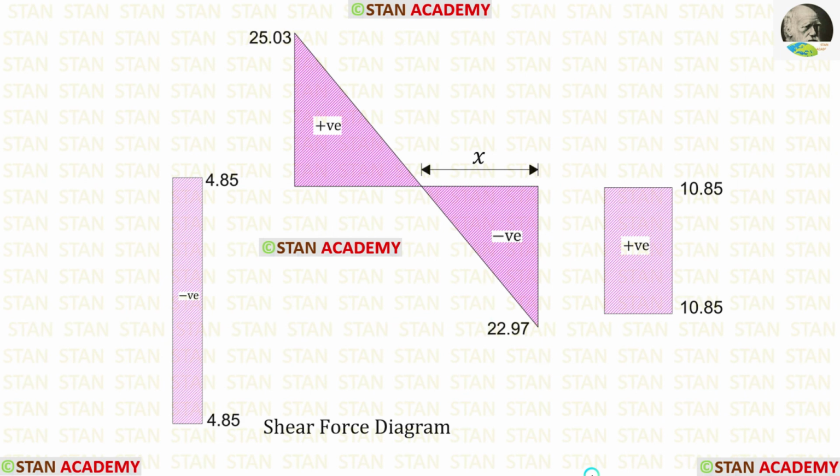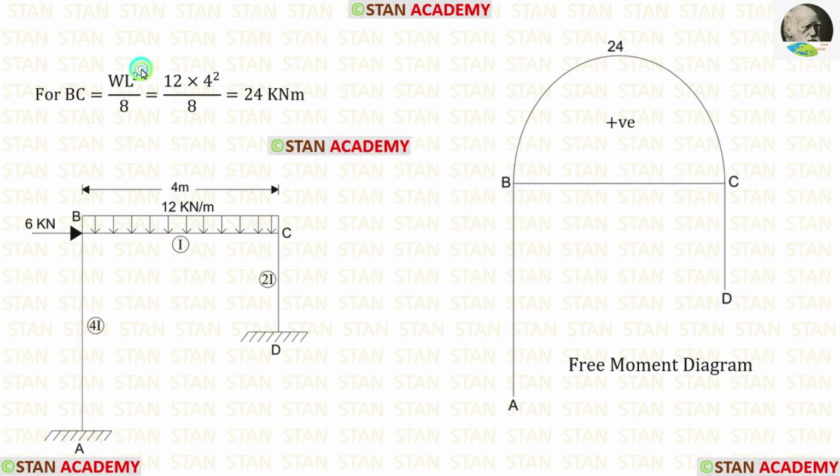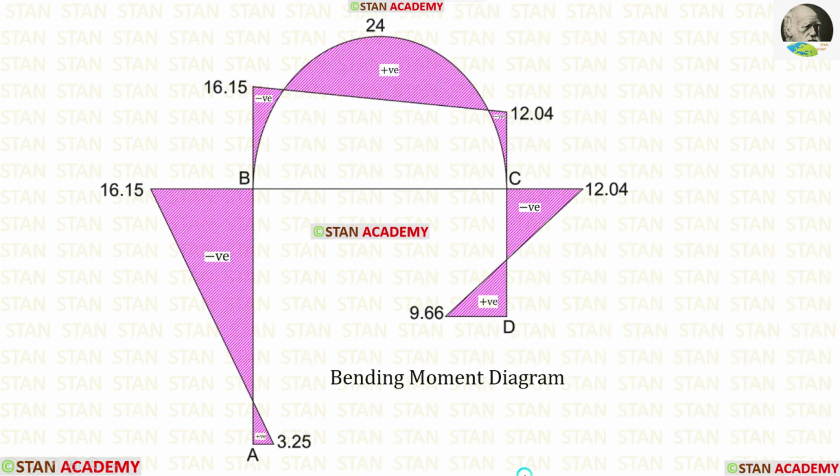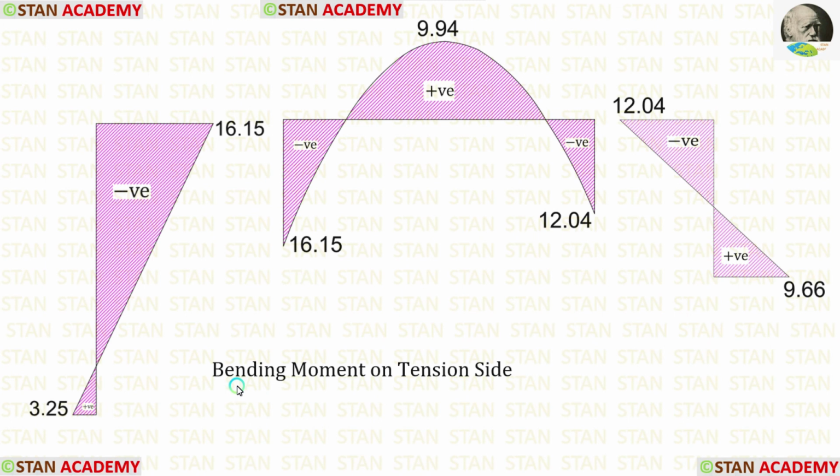Using the reactions and loads, we can draw the shear force diagram. Using this formula, we can draw the free moment diagram. Using the direction of the moments, we can draw the end moment diagram. Then we can combine both of the diagrams and draw the bending moment diagram. Alternatively, we can draw the bending moment diagram on the tension side. In the beam BC, here we have the maximum positive bending moment.